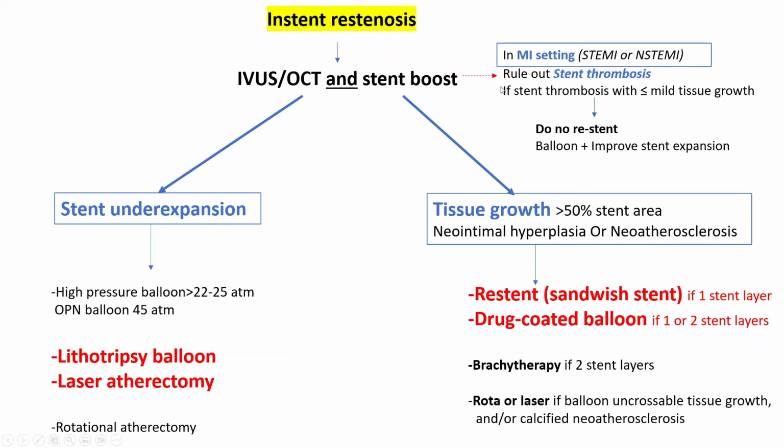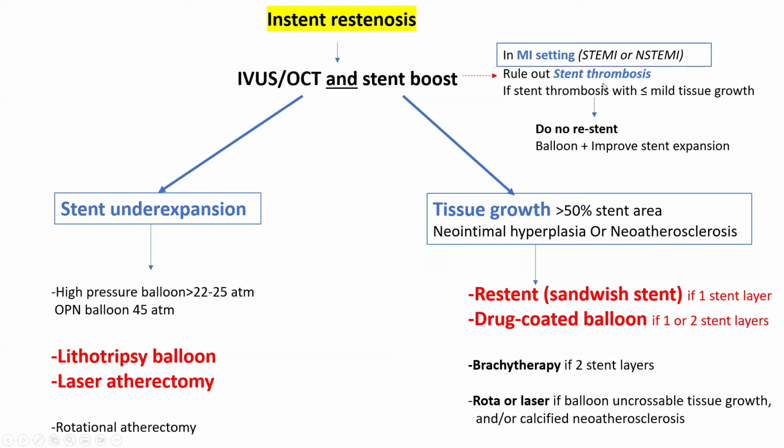They omit the third important mechanism, especially in MI setting. Besides underexpansion and tissue growth, think, do I have a stent thrombosis? If you have a stent thrombosis with mild tissue growth, less than 50% in-stent tissue growth, then in that case, do not restent. All you need to do is just balloon and improve your stent expansion. Those would be cases where you have in-stent thrombosis related to either underexpansion or pharmacology.